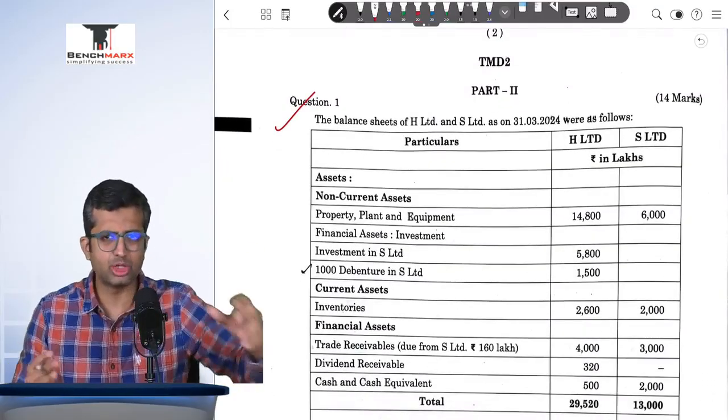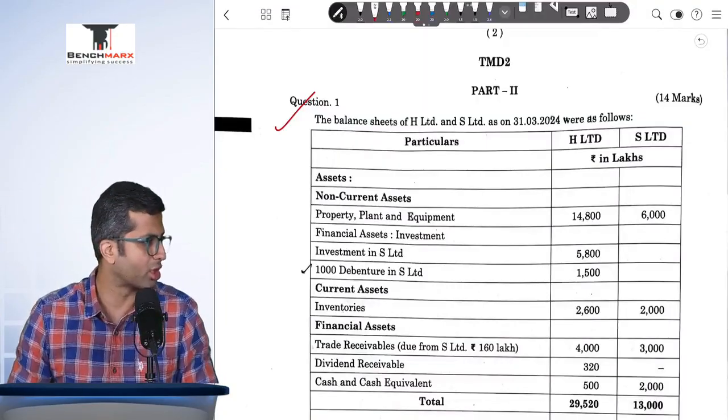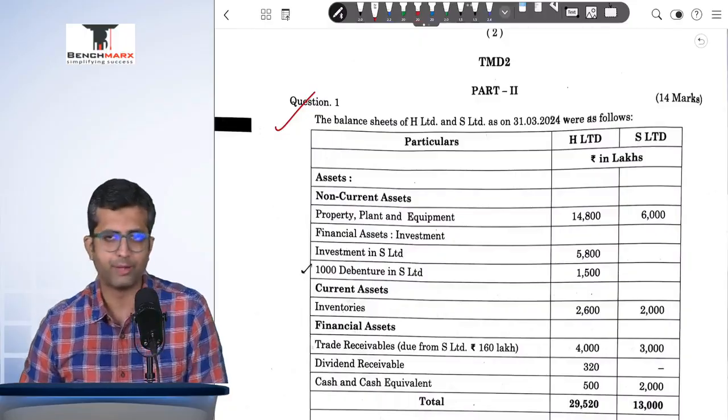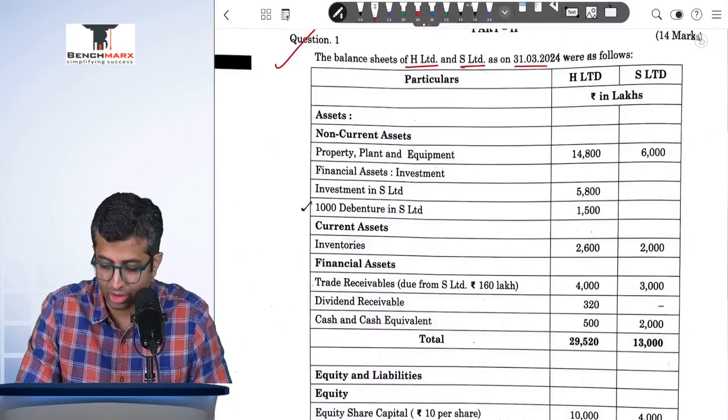If it is there in your books, it would be there right at the end. Otherwise, you can refer to it from your November 2024 main exam paper. But nevertheless, let's review this. The balance sheets of H and S as on 31st March 2024 were as under. So you have been given the balance sheet of H as well as the balance sheet of S.